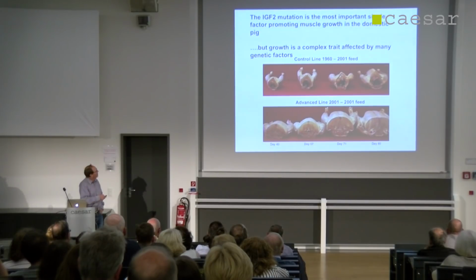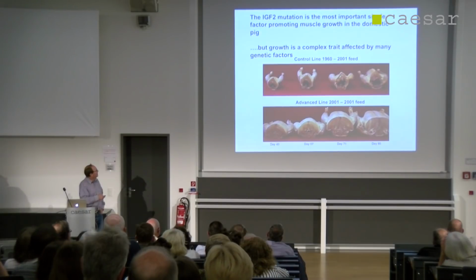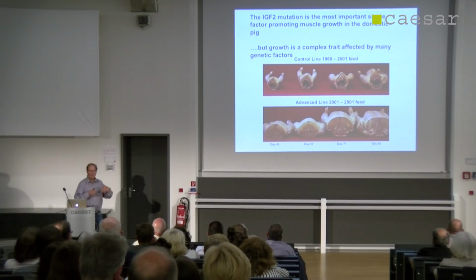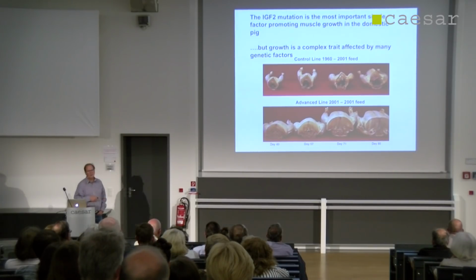So this is a control line of chickens, what the chicken broiler lines were in the 1960s. They were kept without selection, and then you give them the same feed as these. So this is an advanced line from 2001. Two different genetic materials, given the same environment with the same feed, and this is the difference in growth rate. You can compare day 43 with day 85. So you get much more protein in half the time.